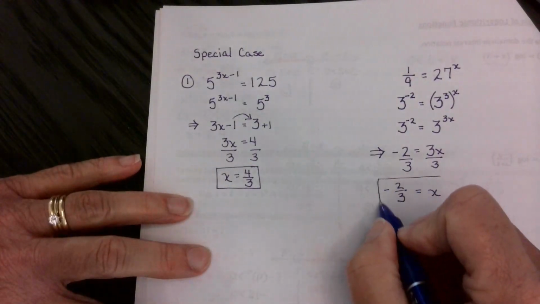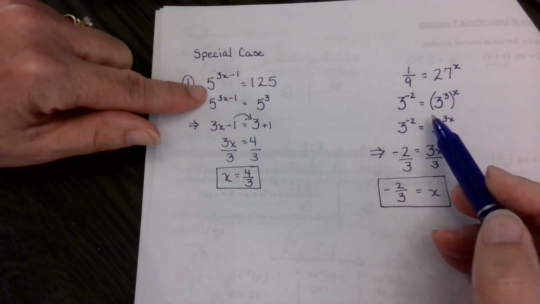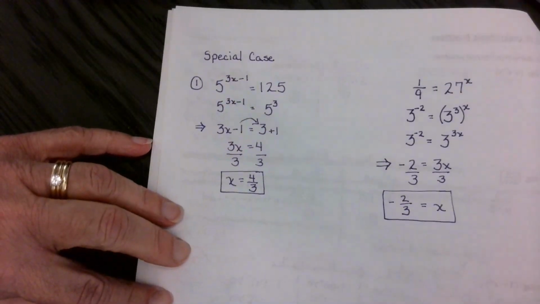Okay, that finished up those. So what you want to do on these type problems is try to get the bases the same. And if you have the same base, then you can set the exponents equal to each other.